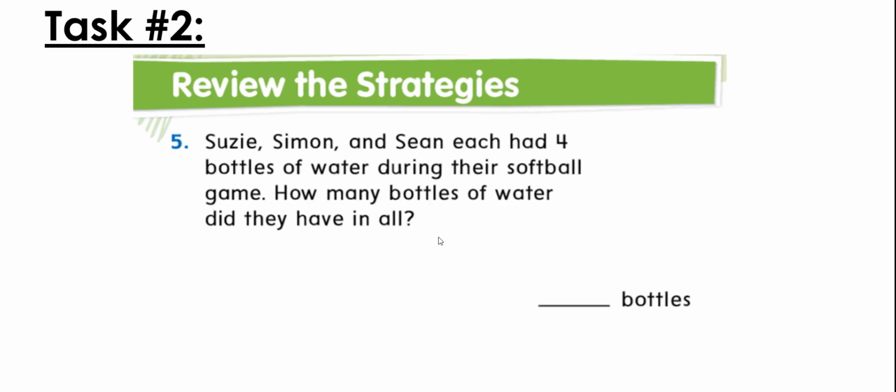And for still task 2 on the same page, Susie, Simon, and Jean each had 4 bottles of water during their softball game. How many bottles of water did they have in all? So create a table, write their names, and find the pattern to find out how many bottles of water they all have.